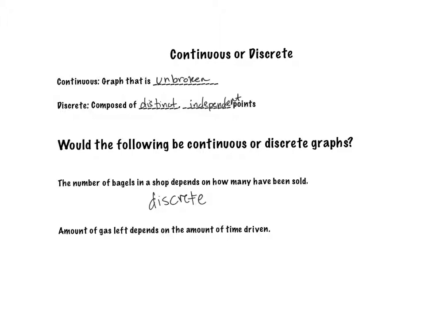So another situation I look at is the amount of gas left in your tank depends on the amount of time driven. Let's say you have a full tank. When you drive, does it go from full to 3/4 right away? No, right? Can you have somewhere in the middle? Yeah. You watch your gas gauge, right? It's going to go down slowly, but you can have a quarter of a tank, right? You could have an eighth of the tank. You can have 2 miles left till you run out of gas. So this one I'm going to call continuous.